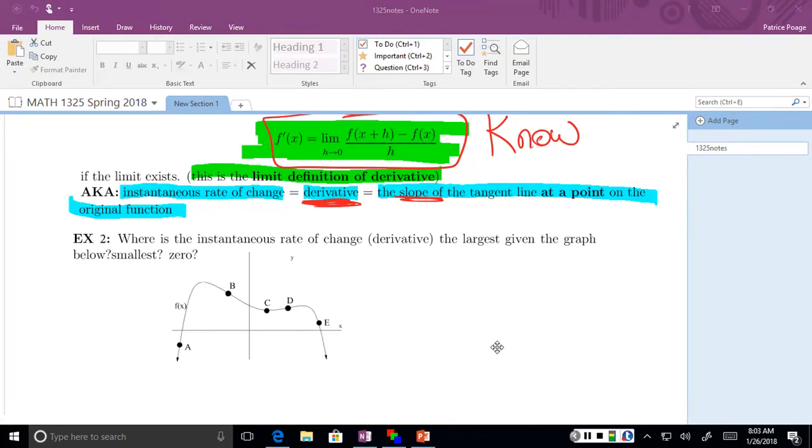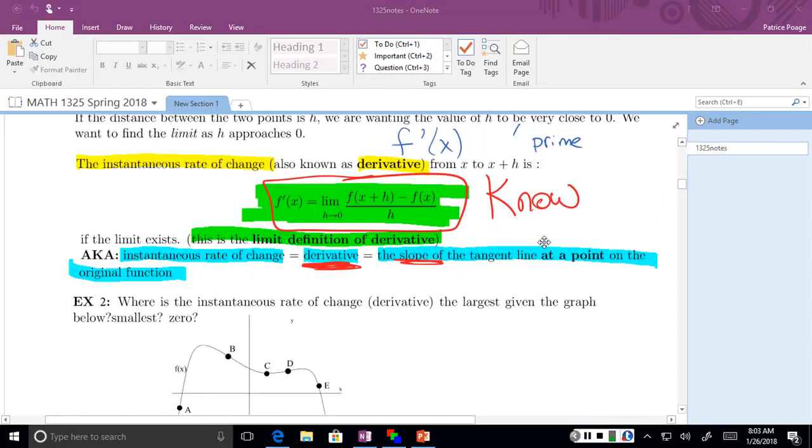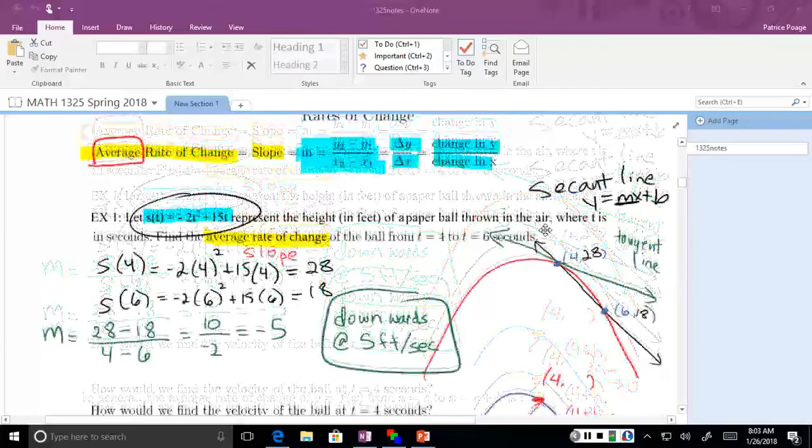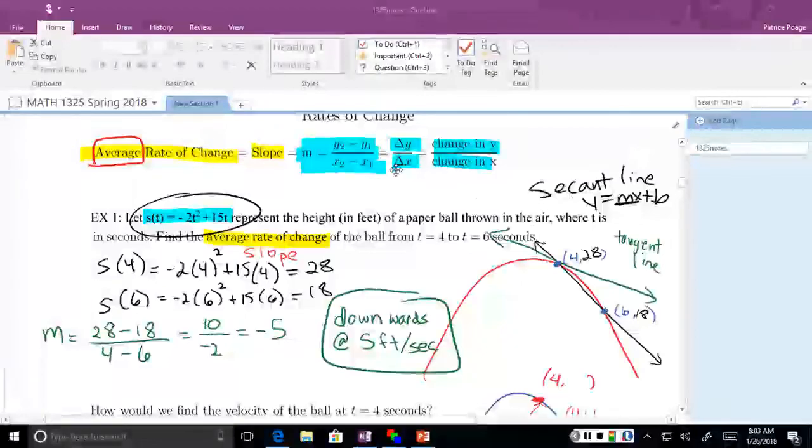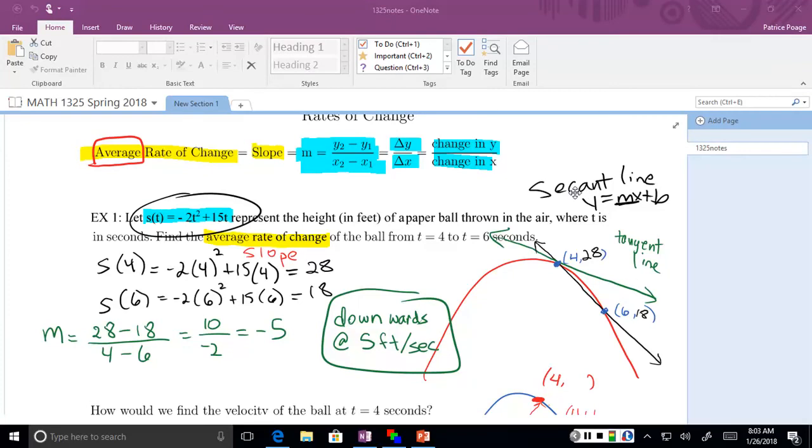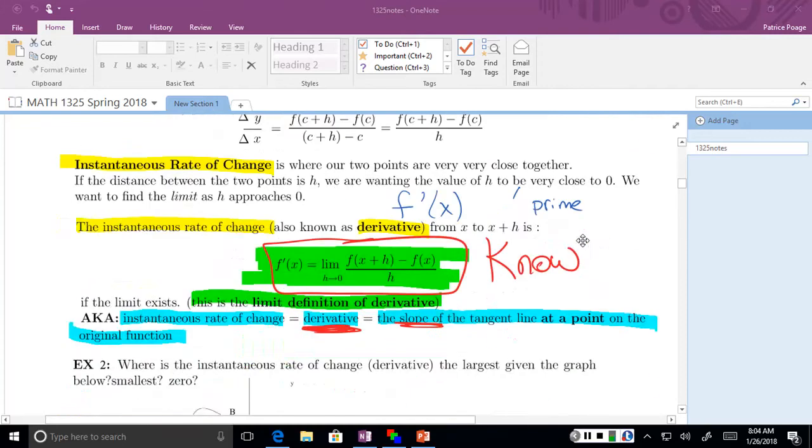All right, so last time we talked about the limit definition of derivative. We said a secant line is a line that cuts through a parabola twice, and you can find the equation of a secant line. The slope of the secant line is referred to as the average rate of change. But then if you found the line right at a point, that's called a tangent line. Tangent line touches a parabola right at a point. And you could find the slope of that line, and that's called the slope of the tangent line.